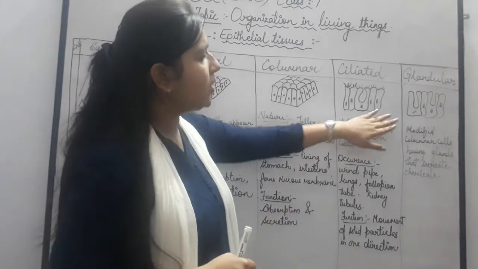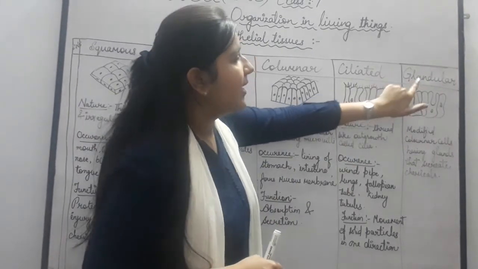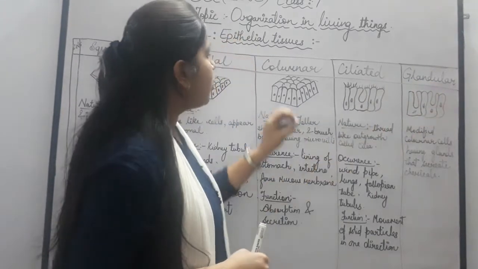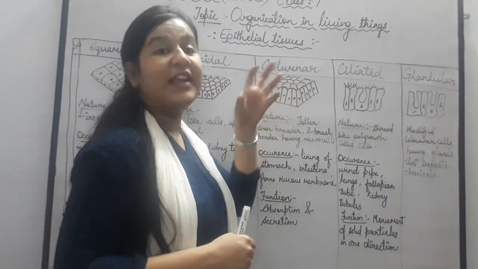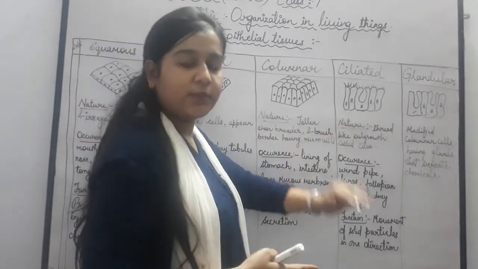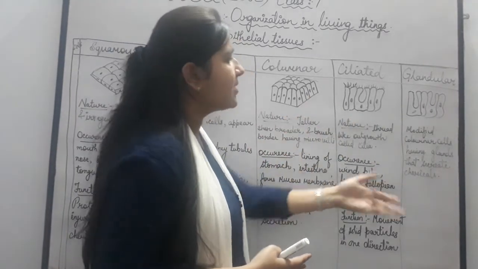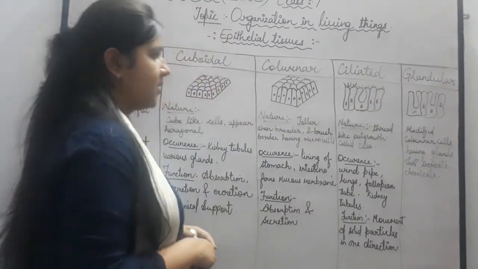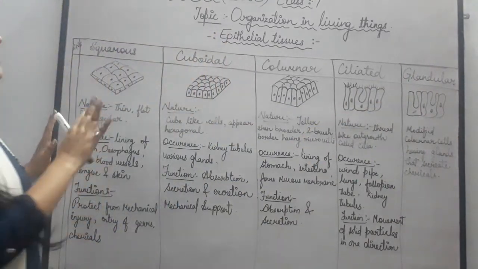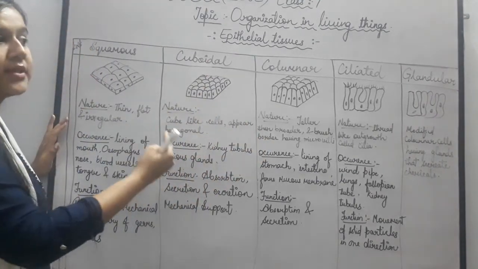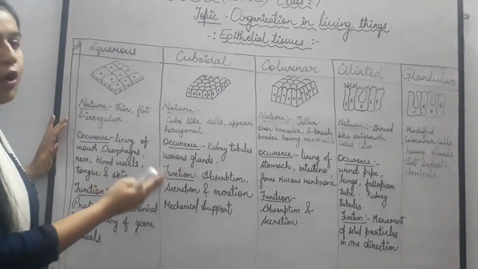The last but not the least is the glandular. Glandular, we can say the glands. The columnar or the cuboidal tissue that have glands in them. Glands, sweat glands, salivary glands, help in the secretion of some chemicals. Such types of tissues are known as glandular tissues. So children, these are the different types of epithelial tissues. Now we will see the next type of tissues.